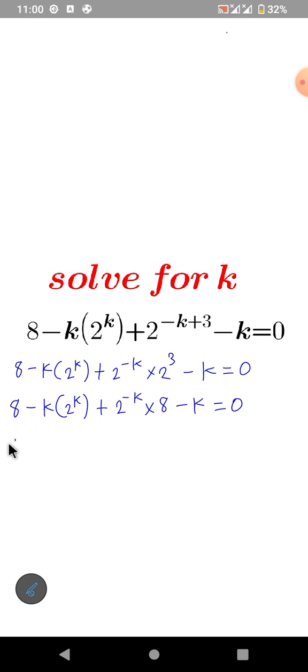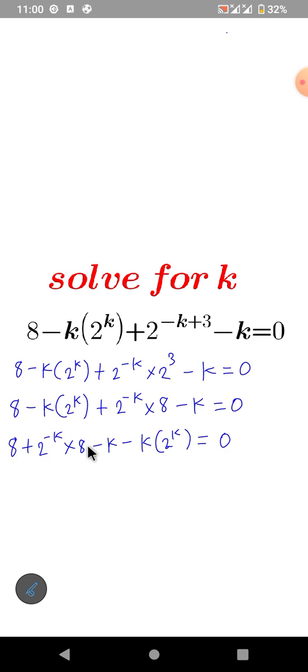So I'm going to write 8 plus 2 raised to the power of minus k times 8 minus k, minus k, open bracket, 2 raised to the power of k, close bracket, all equal to 0. So I finish rearranging this. Now it's time to factorize.